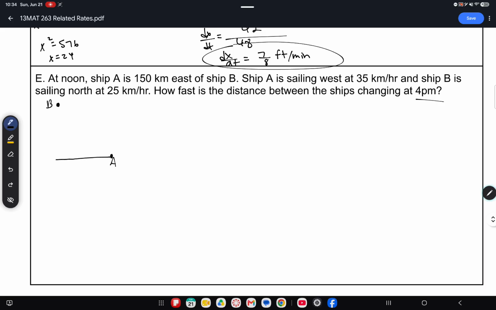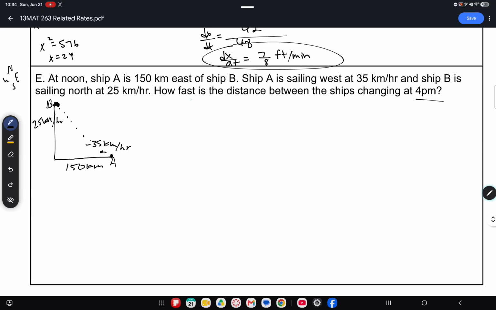So distance-wise, east, we have 150 kilometers. Ship A is sailing west. Let me do my little compass. West. So we are moving this way. So that's left. So negative 35 kilometers per hour. And ship B is sailing north, 25 kilometers per hour. How fast is the distance between the ships changing at 4 p.m.?